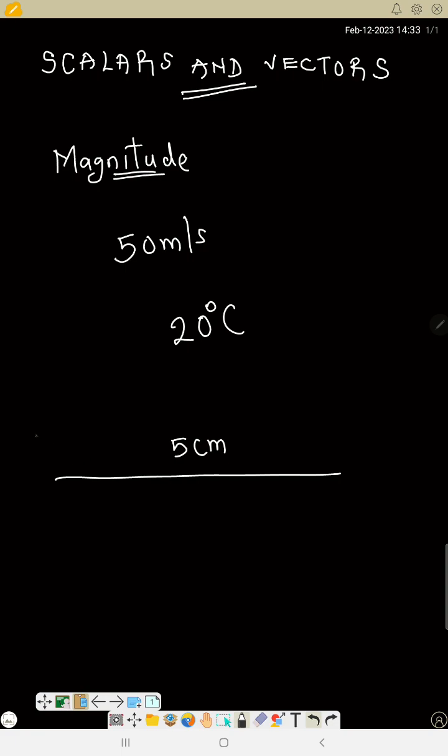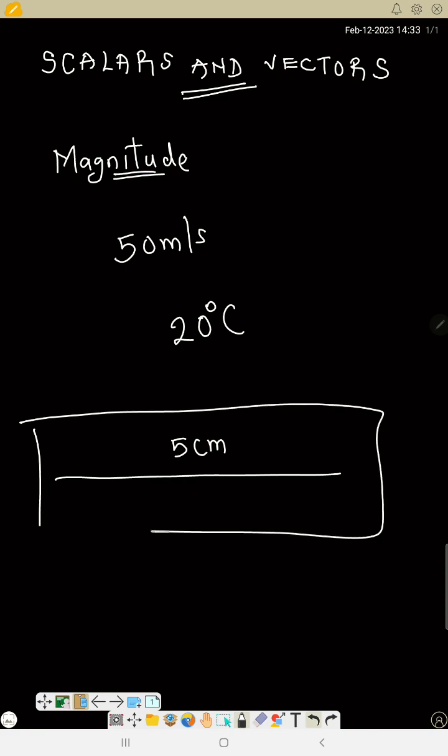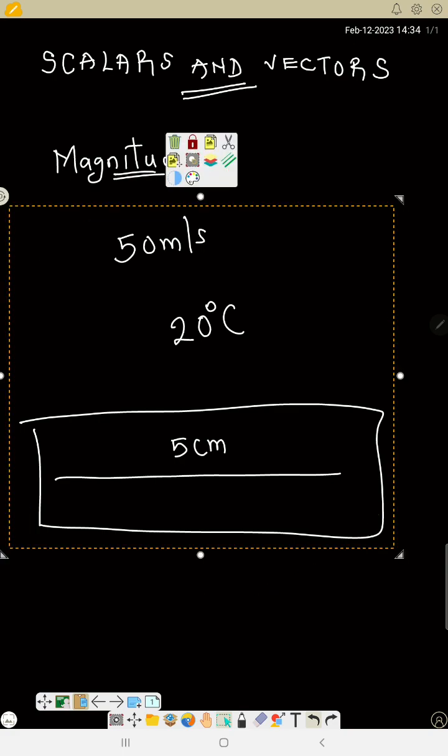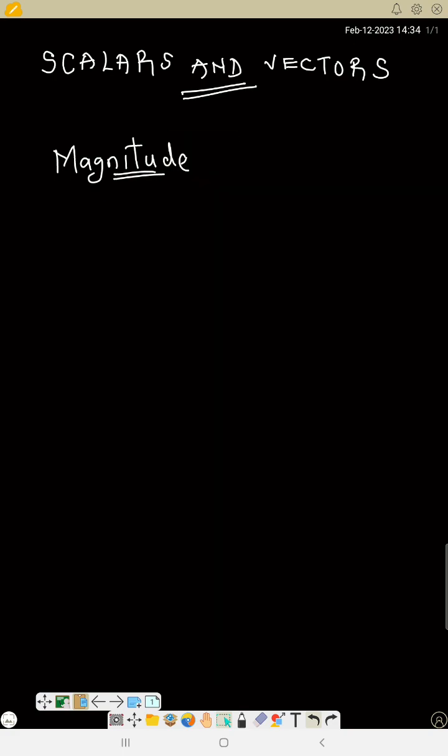Now look at this statement. The length of this line is 5 centimeter. In physics term, the magnitude of this line is 5 centimeter. At least you can get the picture of magnitude now. So magnitude is the actual size, an absolute size of something. It can be used for both scalar and vector. So now what is scalar and what is vector?